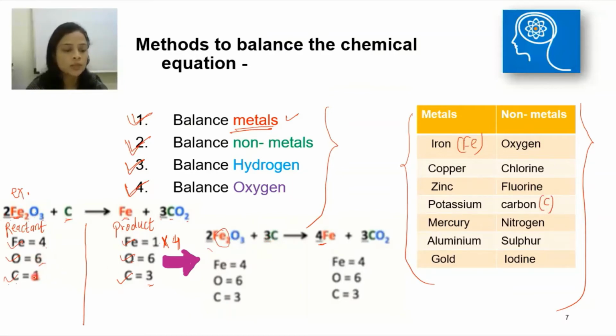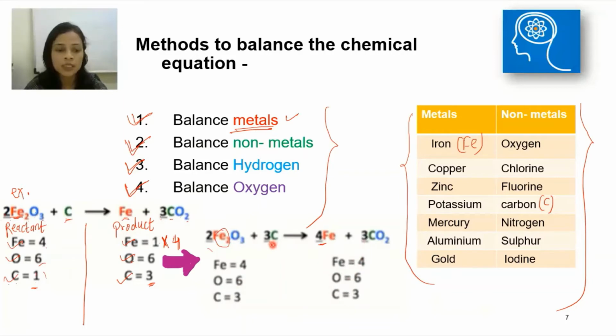So total number of carbon present to the left side is 1 and to the right side is 3. This is the maximum number, this one is the minimum, lowest number. So we have to make this 1 equal to 3. So how to make it 3? We have to multiply it by 3. Means we have to add a coefficient before carbon. So here I have added a coefficient, that is 3.